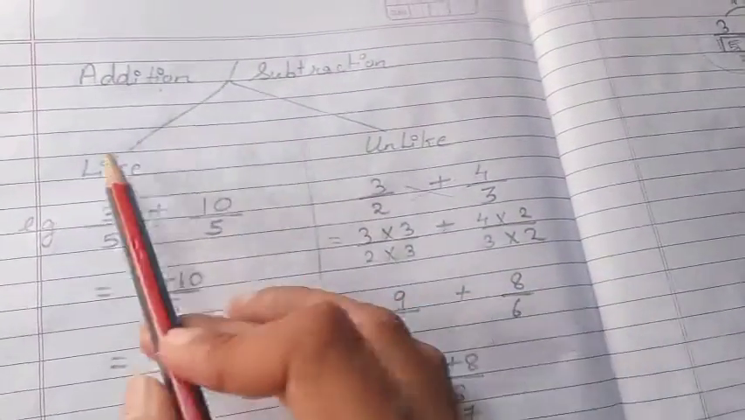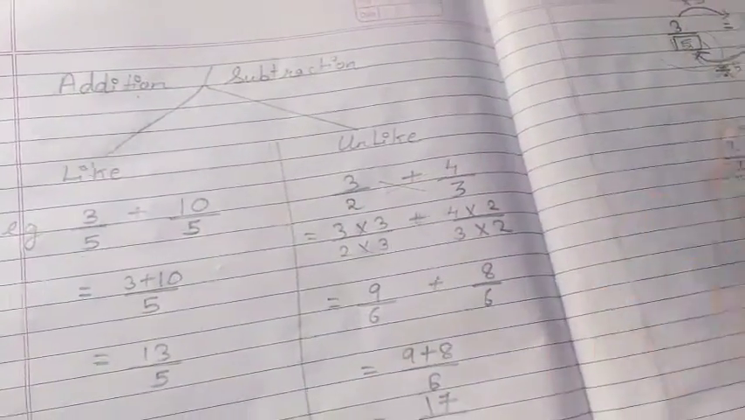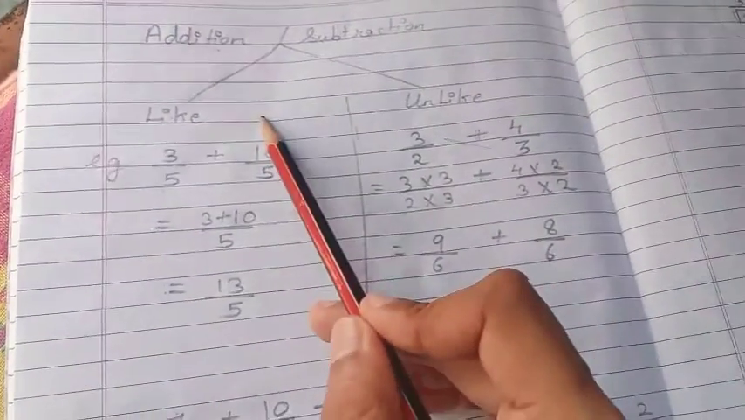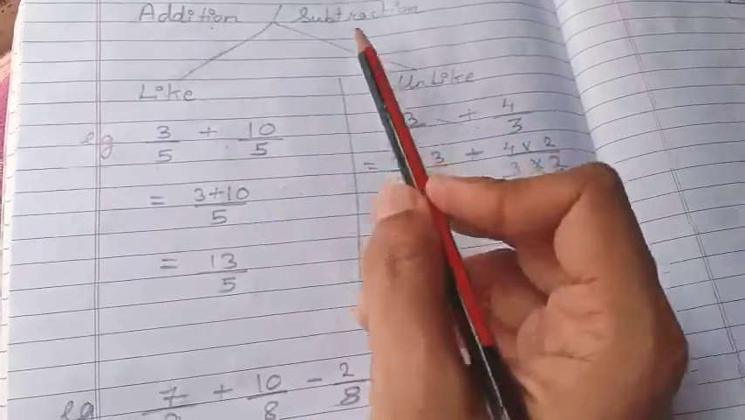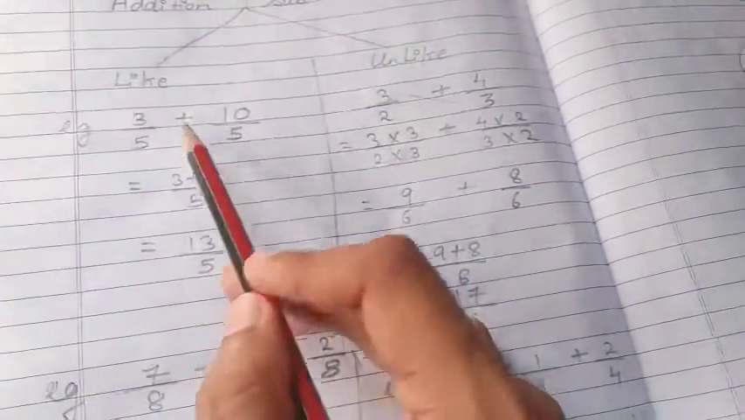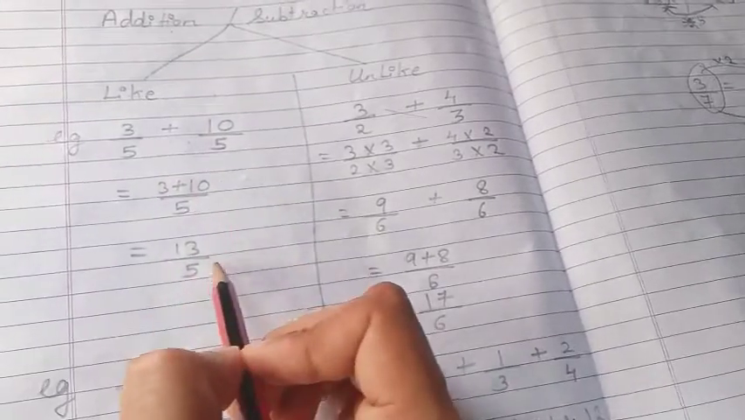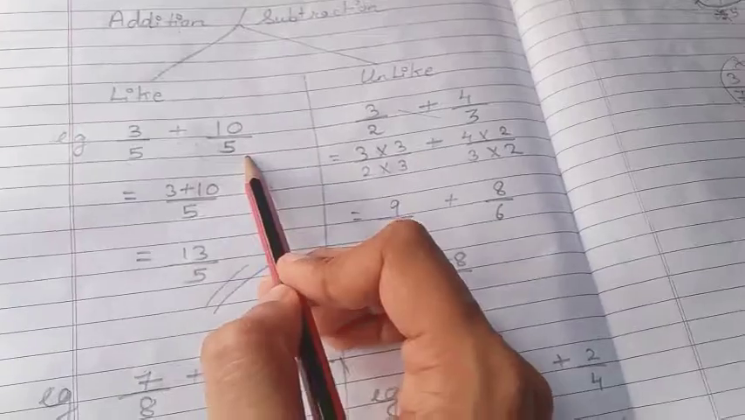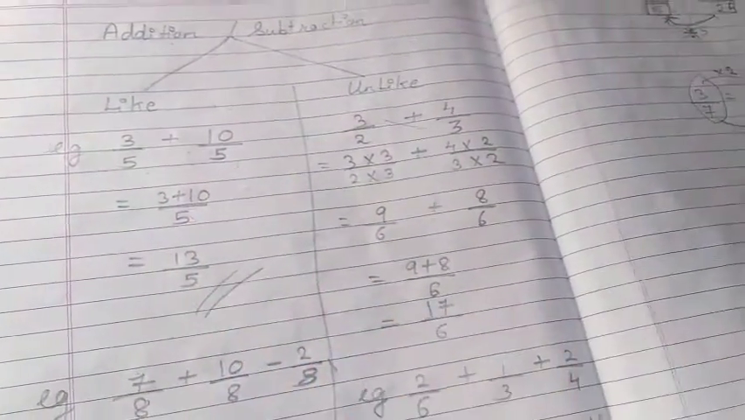Two types of fractions are there, like and unlike. Like means whose denominator is same, unlike means whose denominator is different. So if there is a like fraction, it's very easy to solve. In a like fraction, you can solve addition and subtraction. Like there is addition over here, you can directly take the 5 common. 3 plus 10 is 13. Very easy to solve. 3 by 5 plus 10 by 5, the denominator 5 is same, so take it common and directly solve it.